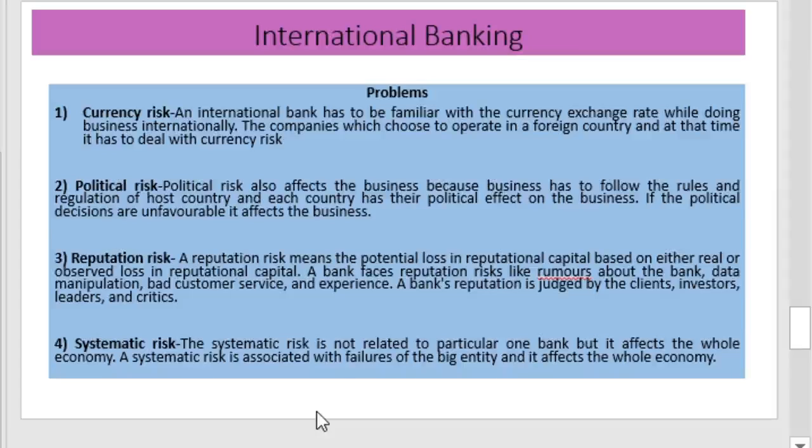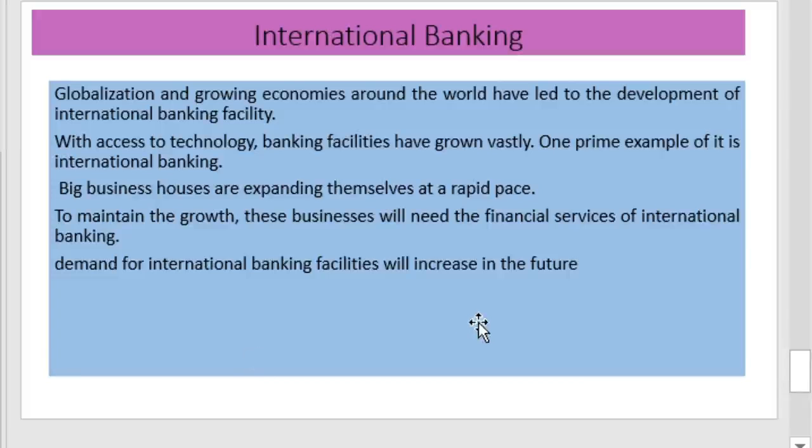It is not related to one particular bank, but it affects the whole economy. That is, systemic risk is associated with the failure of a big entity. That is, if one big international bank fails, it will create a situation of systemic risk, and this also creates a problem for the international banking system. These are some of the important risks associated: currency risk, that is exchange rate risk, political situations prevailing in countries, and then reputation of the bank and systemic risk are some of the problems faced by international banking.